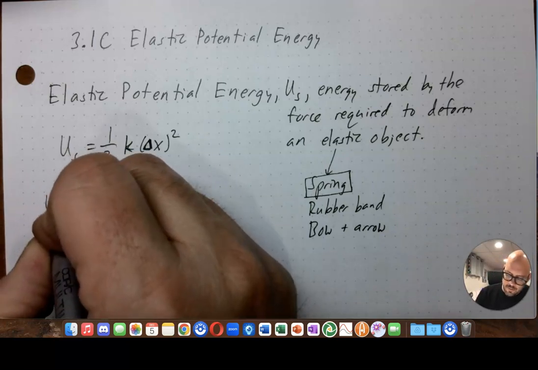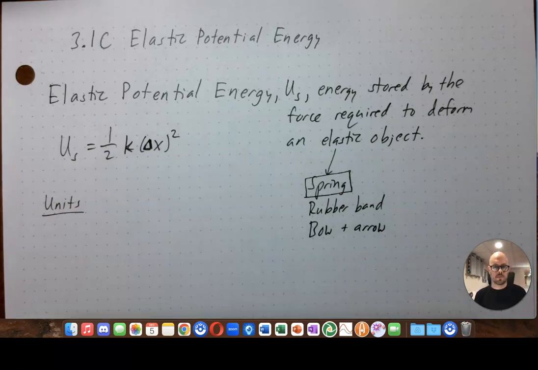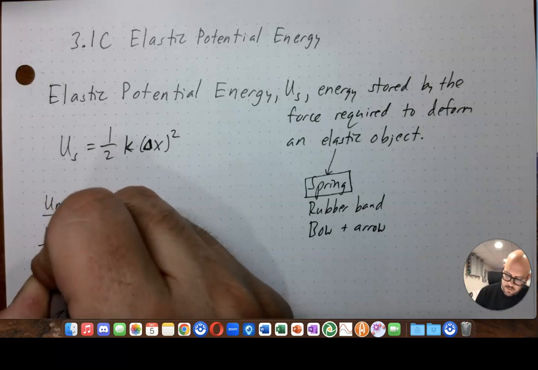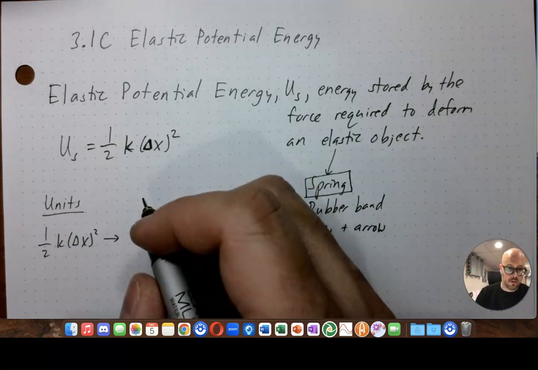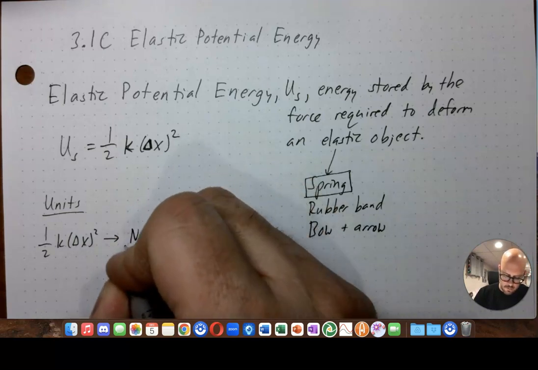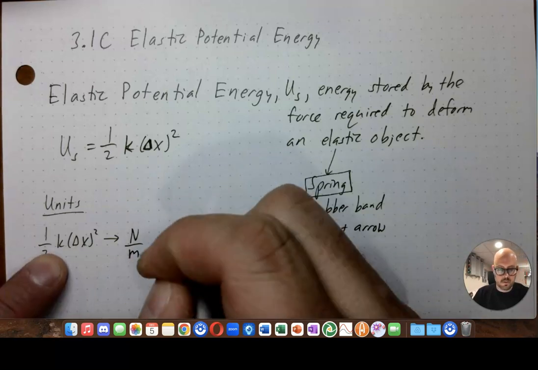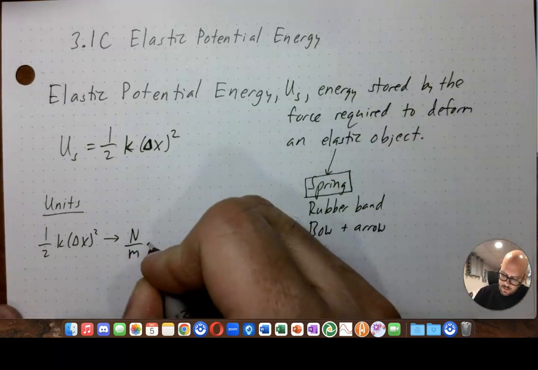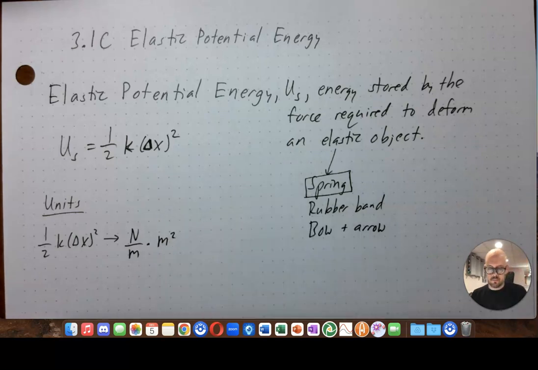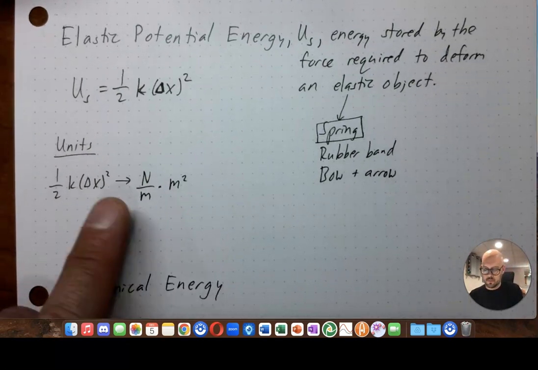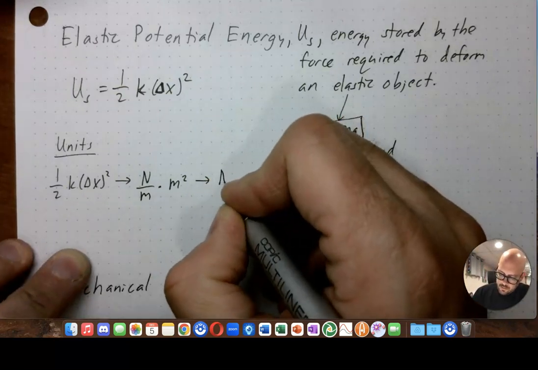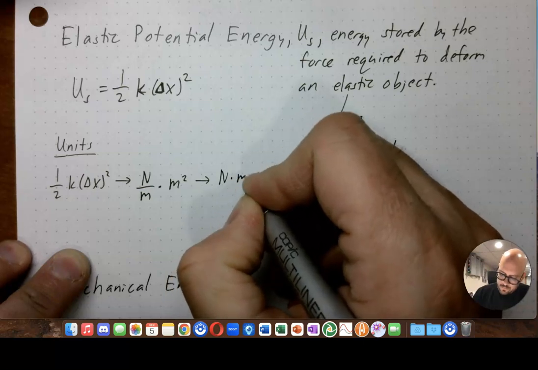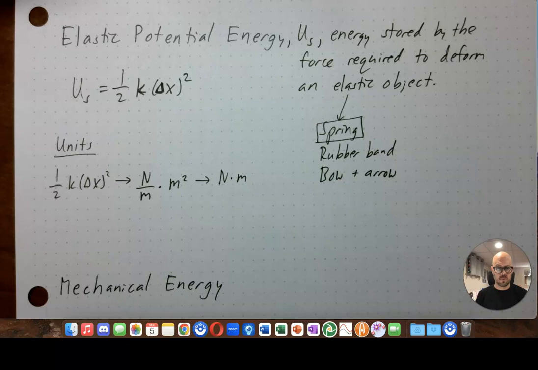I did want to stop and do the unit analysis for this because it's a little crazier. It's 1/2 K times delta X squared. So the units on there are going to be newtons per meter, which is the units for K, times meters squared, which those are the units for displacement squared. One of those meters cancels, so I'm left with newton meters. All right, so we have newtons times meters.